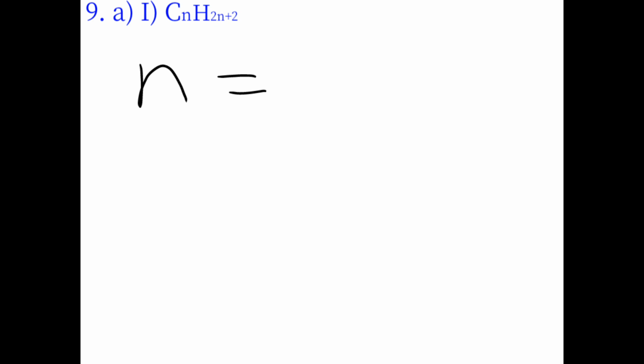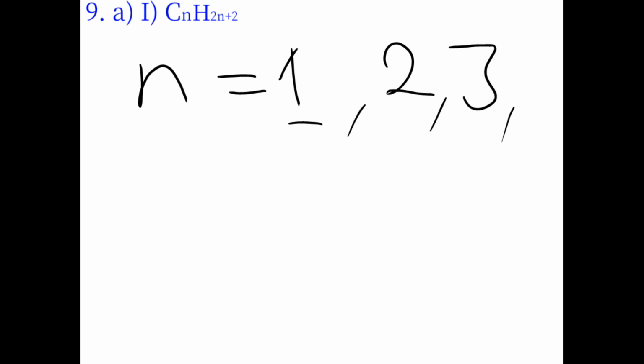What we mean by whole number is that it can be 1, 2, 3, and the list goes on. This is how it works, and this is how we use the general molecular formula.